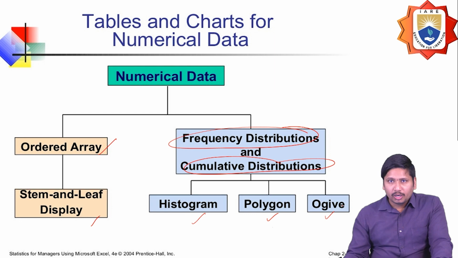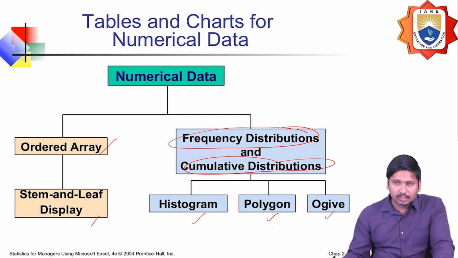So the numerical data we have can be handled through techniques like the ordered array, frequency distribution, and cumulative distributions. Within that, the ordered array can be implemented through the stem and leaf display, and the frequency distributions or cumulative distributions can be implemented through techniques like histogram and polygon.